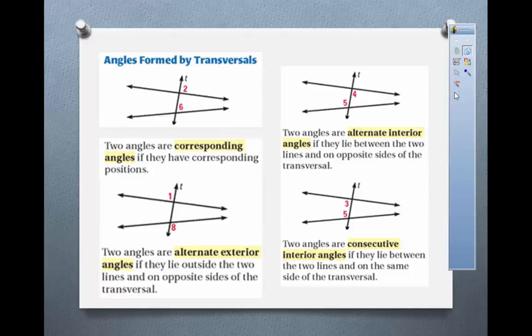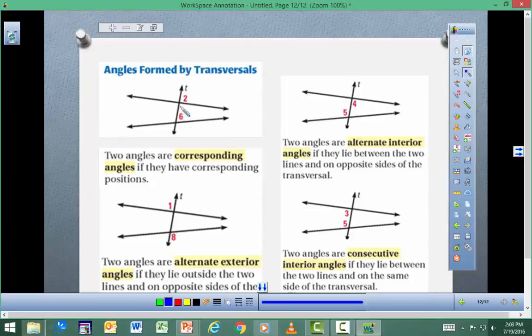Now here's the thing. Always remember, when we're talking about these special types of angles, that you always take one angle from this group up here and one angle from this group down here. One angle from each group. So there you have it. We have the 4 special types of angles.